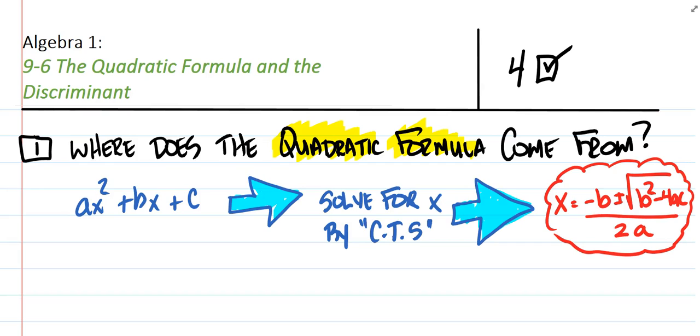Welcome to Algebra 1 9-6, the quadratic formula and the discriminant. There are 4 boxes to talk about today, so let's begin with box number 1.